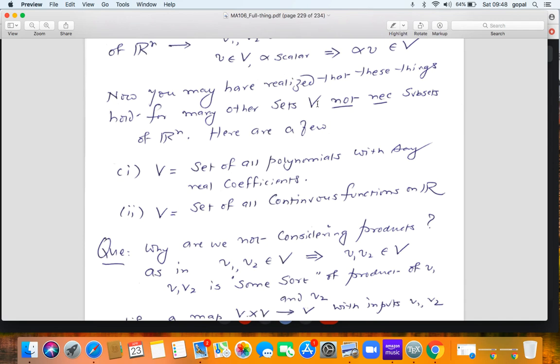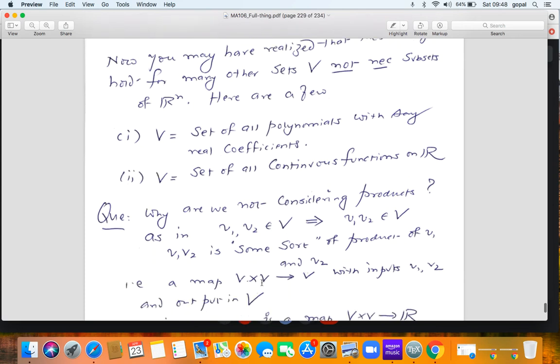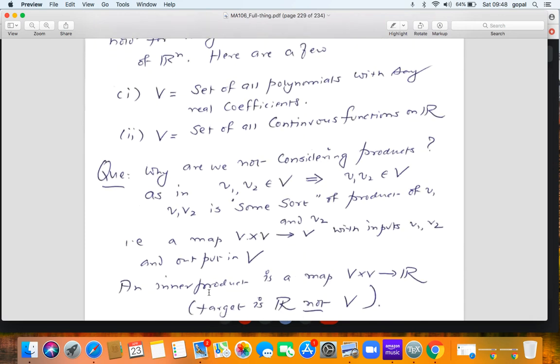The product is some sort. What is the product? You want the product to land up in V. In other words, you want a mapping from V cross V to V with inputs V1, V2 and output in V. Now, remember, the product here is very different. The inner product is a mapping from V cross V to R. The target space is the real numbers, not V.